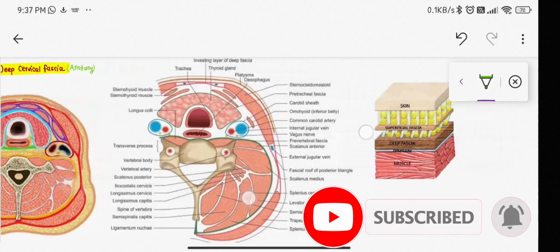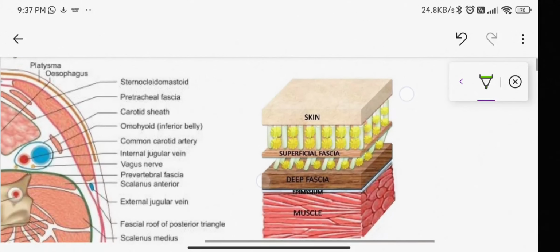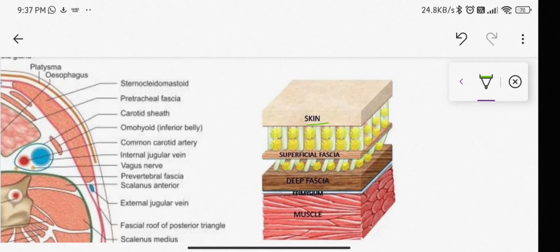So the outermost layer of our body is covered by the skin. Okay, below the skin there is a fat layer as well as some connective tissue. Then there is superficial fascia. So below that superficial fascia there is again the fat layer. Again there is deep fascia. Then at the deepest there is muscle. So this is the layering of our body. Okay, this way our body is covered at different places.